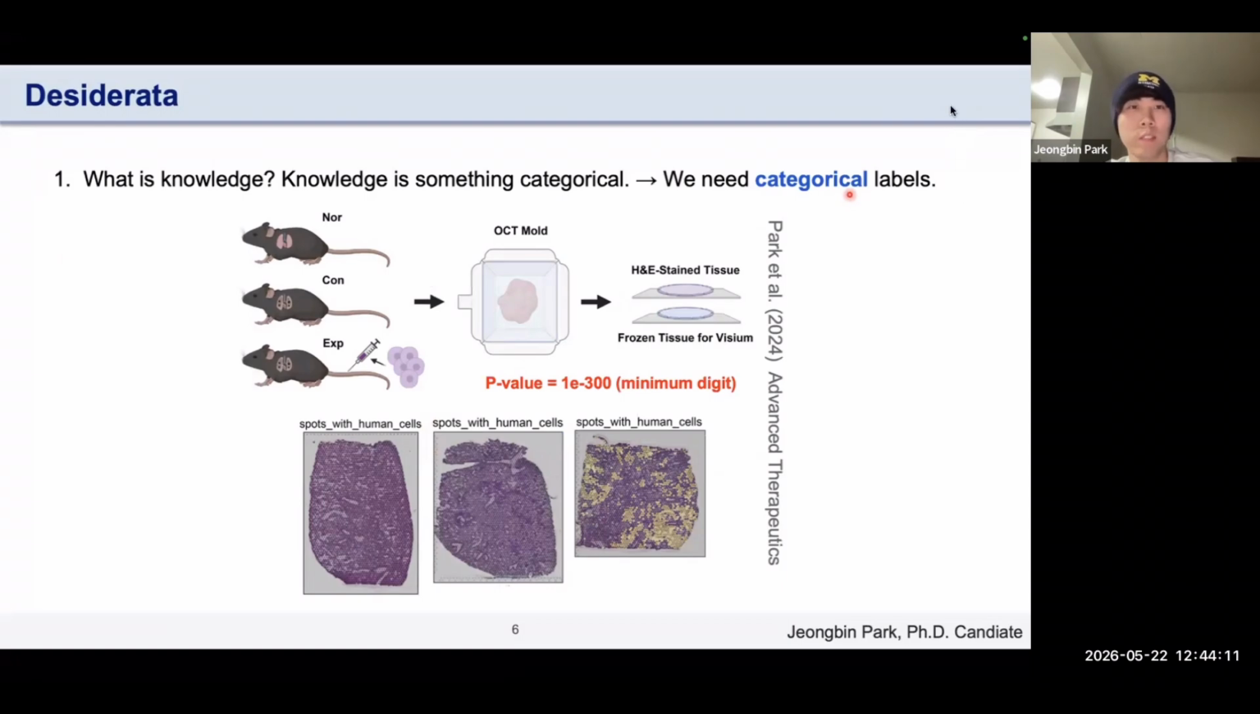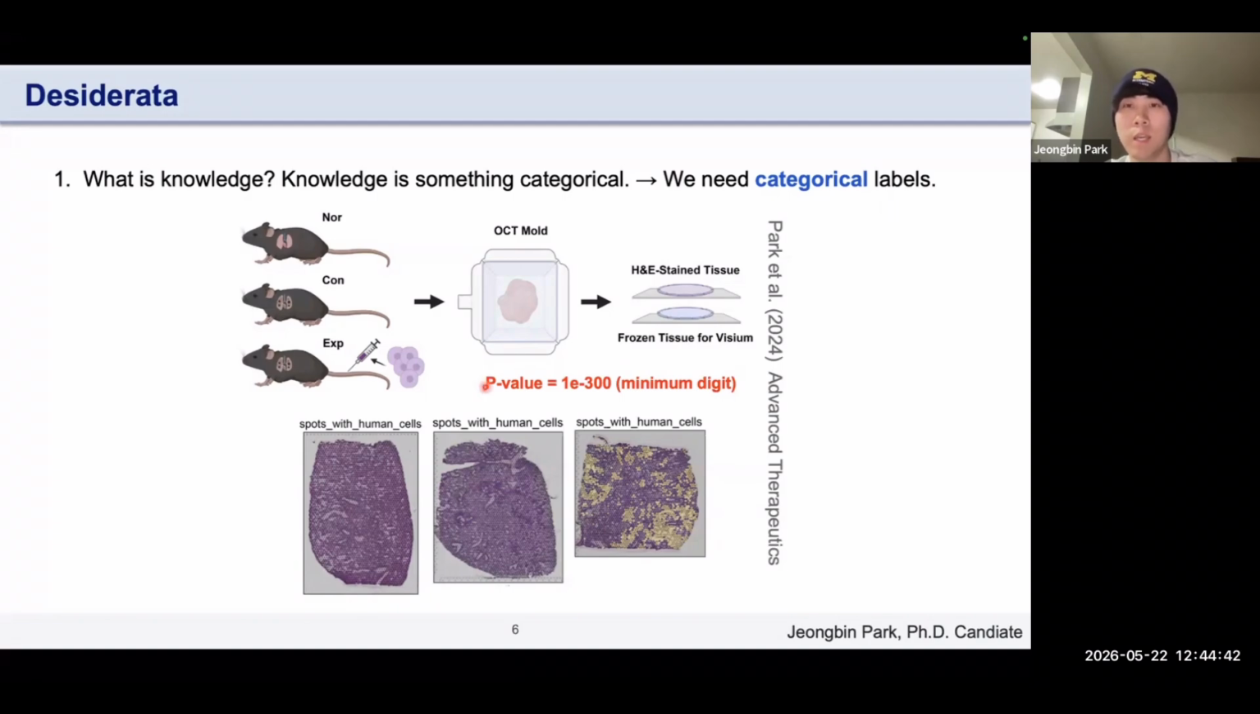So what is knowledge? Knowledge is something categorical, and to do causal inference, we need categorical labels because we are using graphs, combinatorics, number theory, and so on. In such a case, exactness is established. So in the mathematical sense, you can obtain causal information, which means, oh, this is true, this is false. We can obtain that information. So exactness is needed, and to do that, categorical labels are needed.